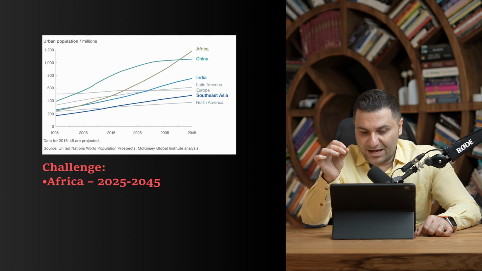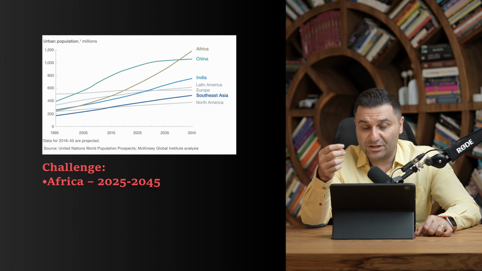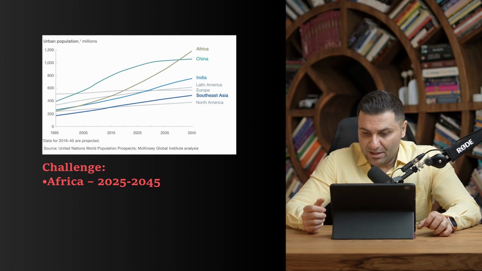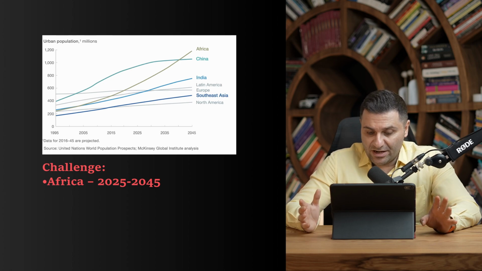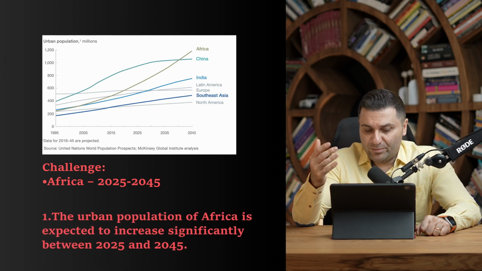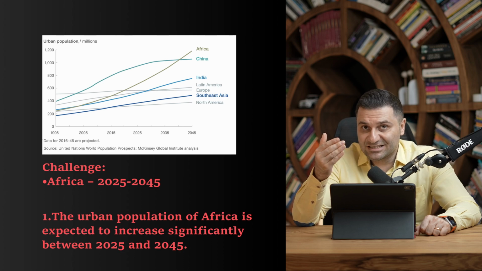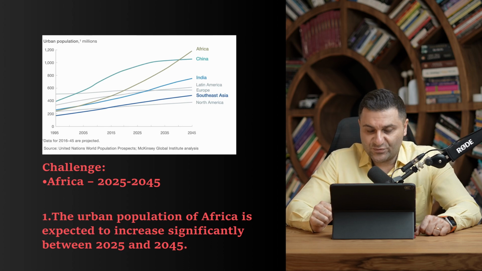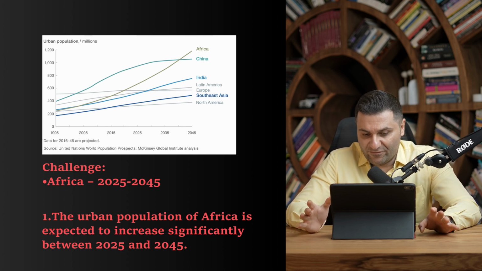As you can see, Africa between 2025 and 2045 is expected to see an increase, and it is significant. It is going to increase from almost 600 million up to 1,200 million. When we see something like this, it is significant. So the urban population of Africa is expected to increase significantly between 2025 and 2045.